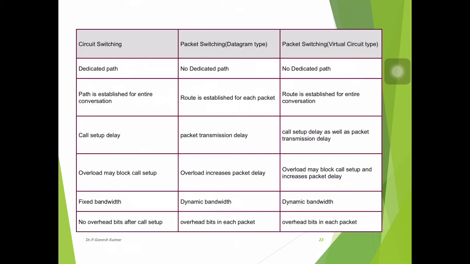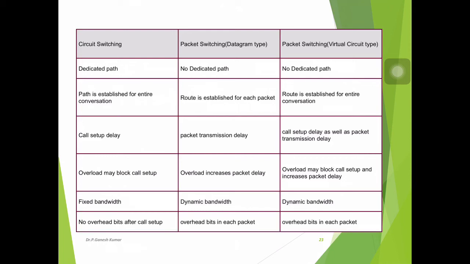Now you can remember that the best example of circuit switching is the telephone. How do we make a telephone call? If you call someone, the connection will be established. First, there will be a call setup delay. That means the ringing time, maybe 20 or 30 seconds. There is a standard, and based on that standard they fix the networks. Until then, that is the call setup delay.